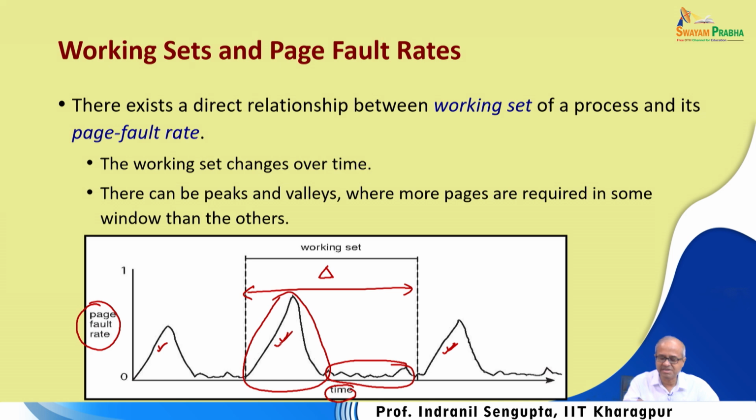So, I am more interested in this part where there is a peak, where the number of page faults is suddenly increasing. So, the direct method of using page fault frequency may work better, right. This is what I want to say.